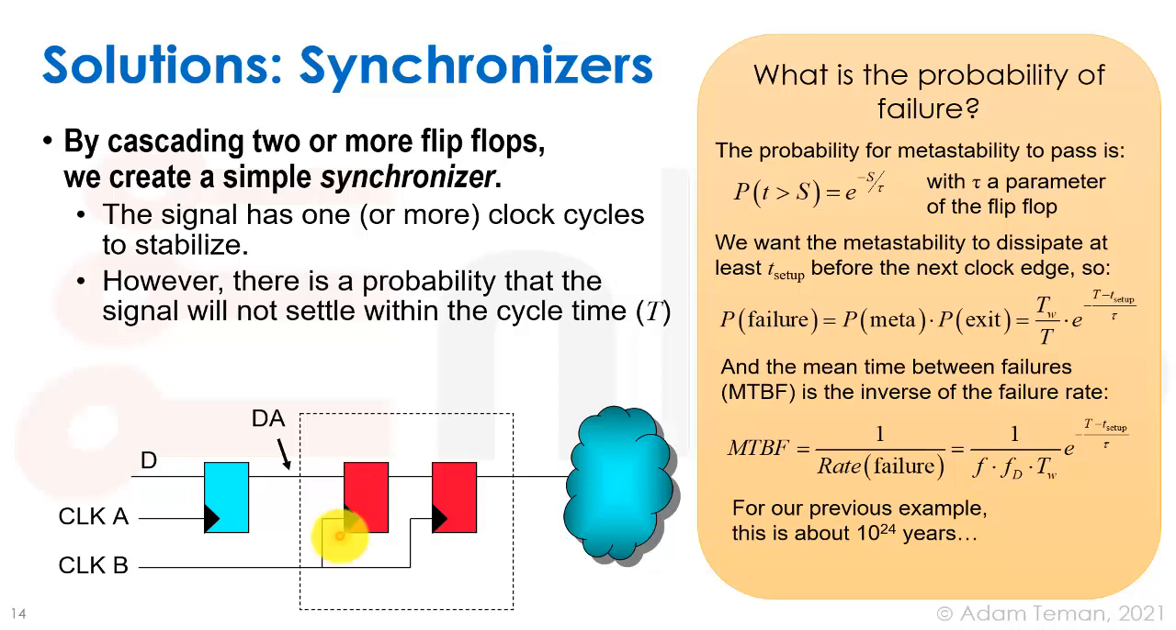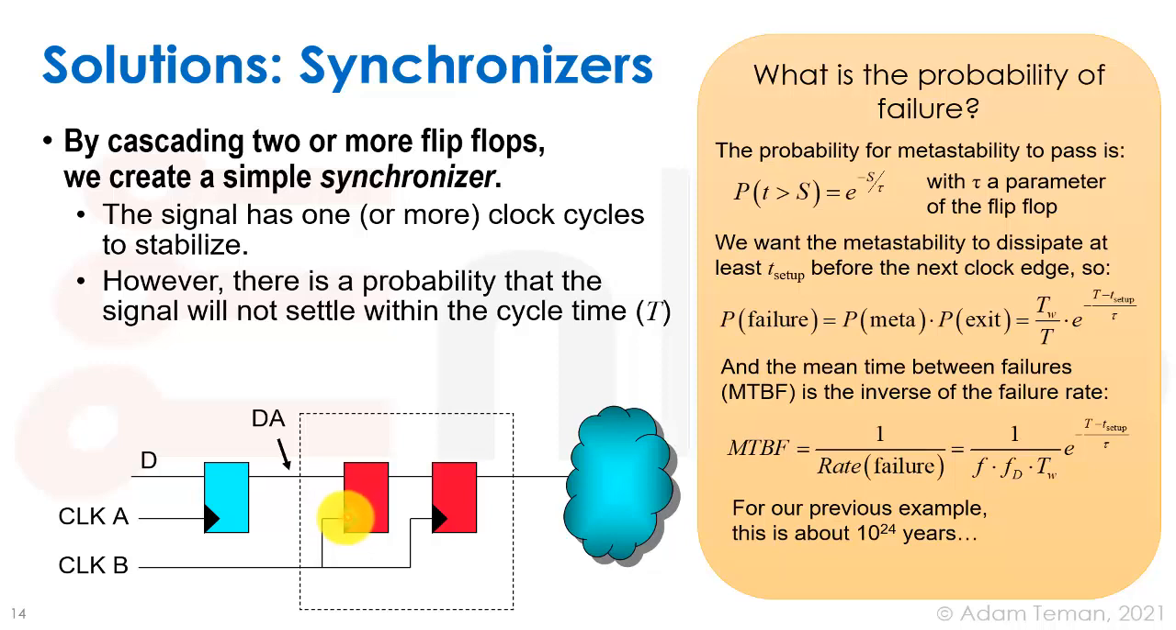So as we know, we're not allowed to sample a flop in its setup to hold window. So it has a timing window where we're not allowed to sample things. And because we don't know the phase between these two clocks, once in a while, but that while is going to happen a lot when we're at a very high frequency, we're going to actually sample inside that forbidden window.